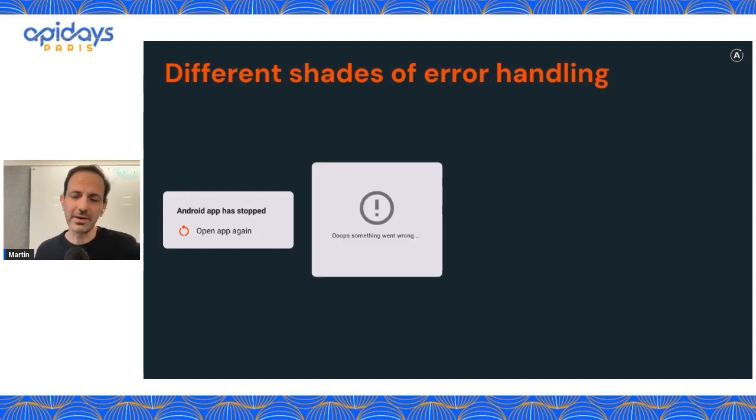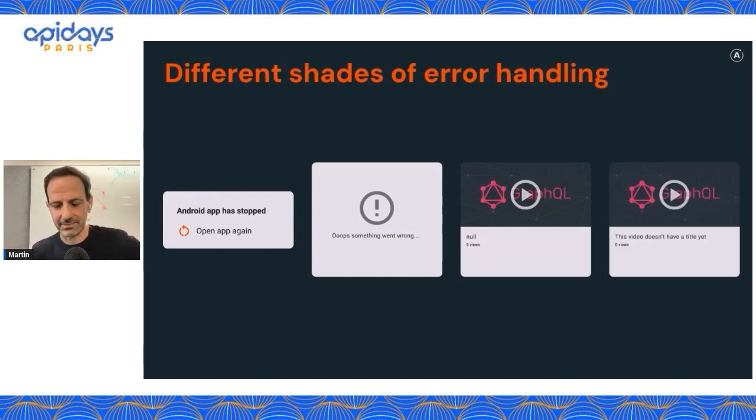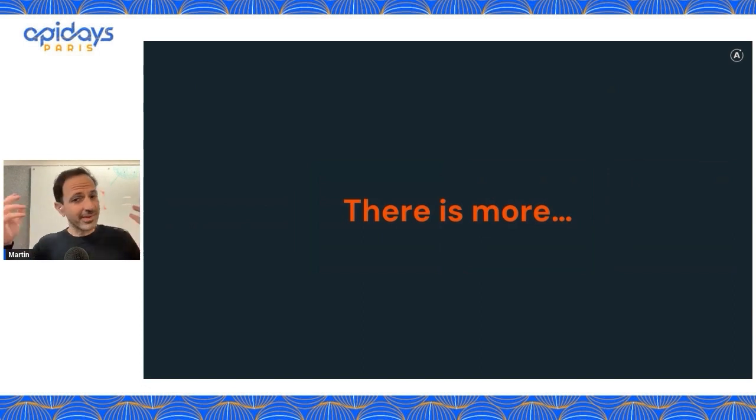I can display a generic error for the whole component. I mean, at least it's better. I can display null. Sometimes you see it on some websites or in some apps, like instead of displaying the title, I just display null. Not great. And finally, I can display everything else all at once, which is obviously the best choice. But there is actually more.